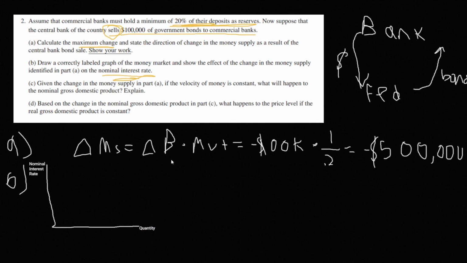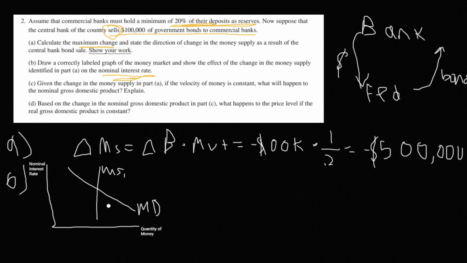I'm going to say 85% of the time, if you don't know what to put on the x-axis, it's quantity of something. That's obviously not a guarantee, but there's a high chance. And this graph only changes the interest rate in a market with limited reserves. So if this question was in 2023, they would have to say limited reserves here.